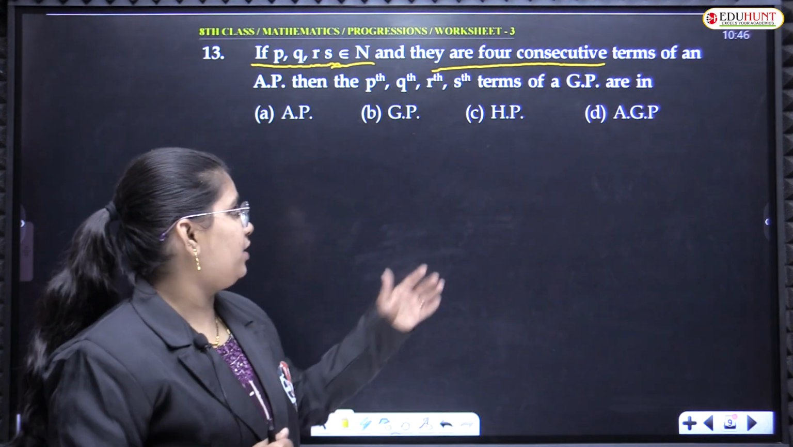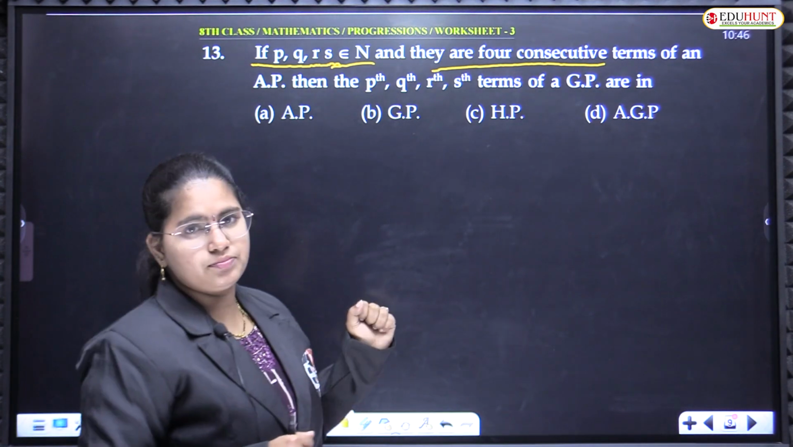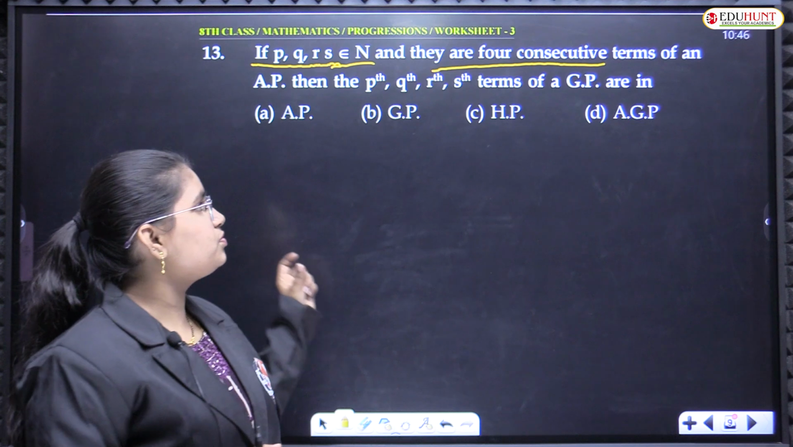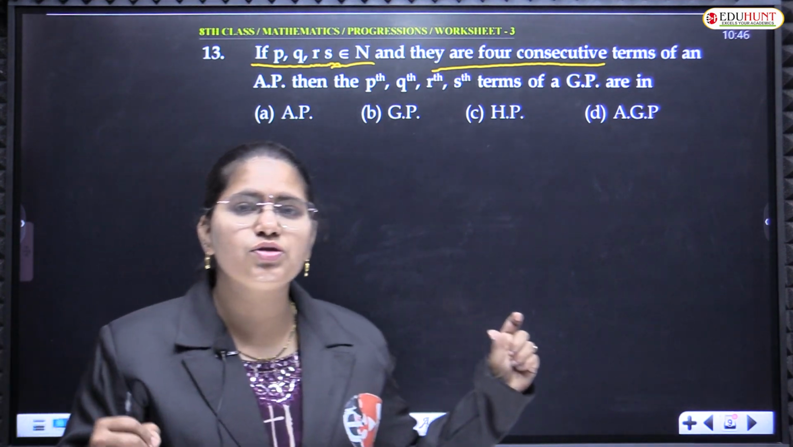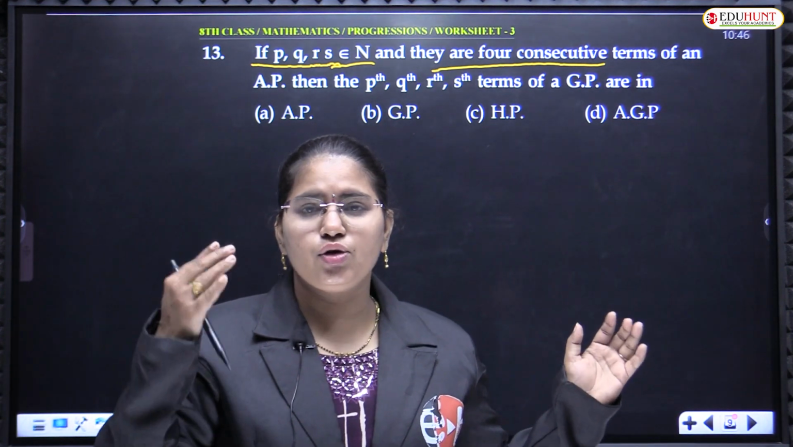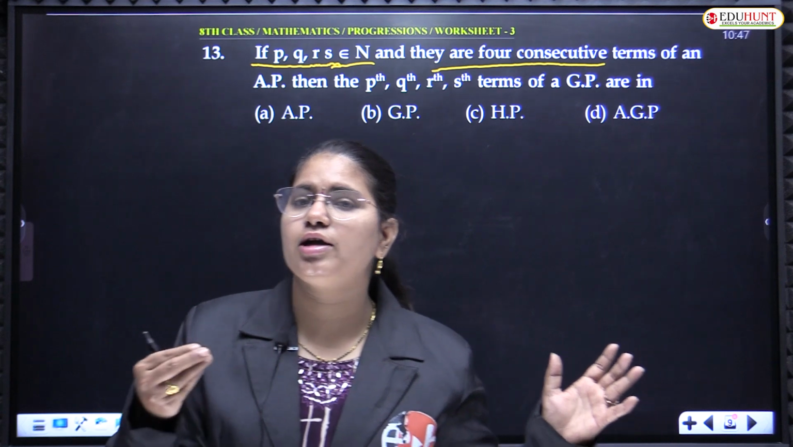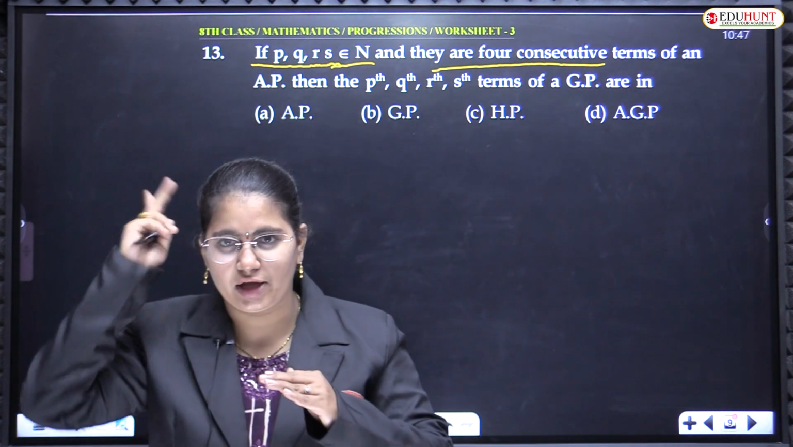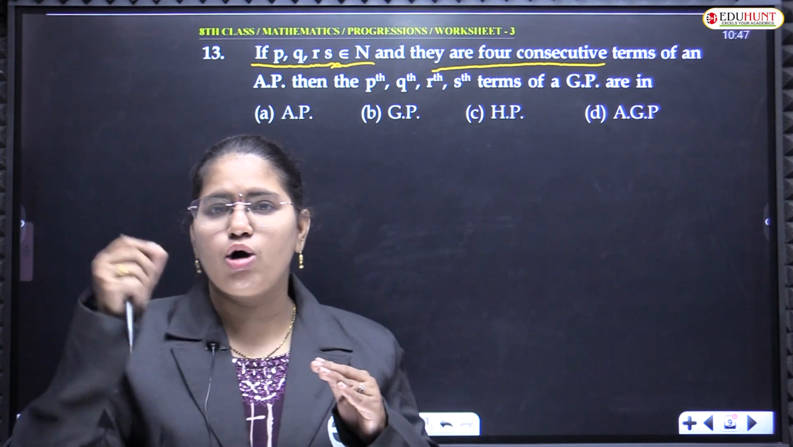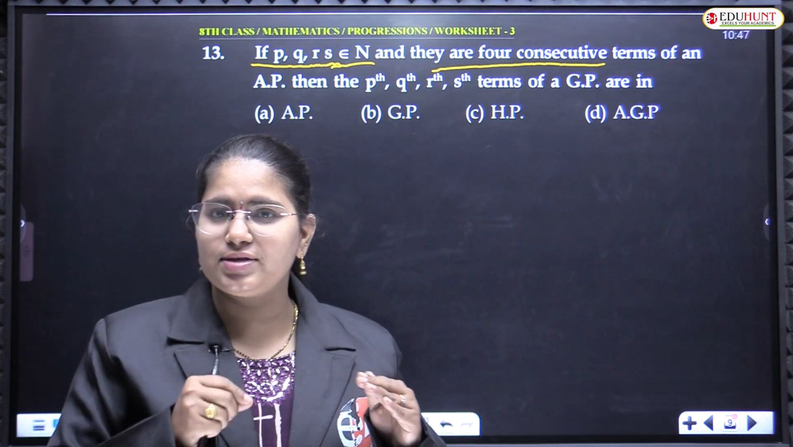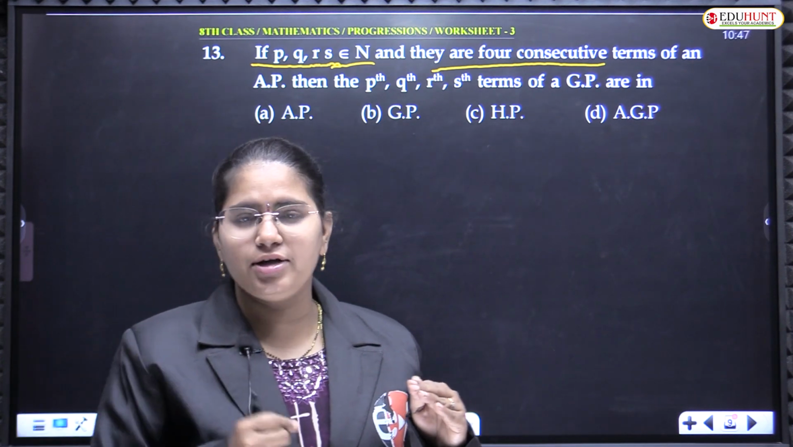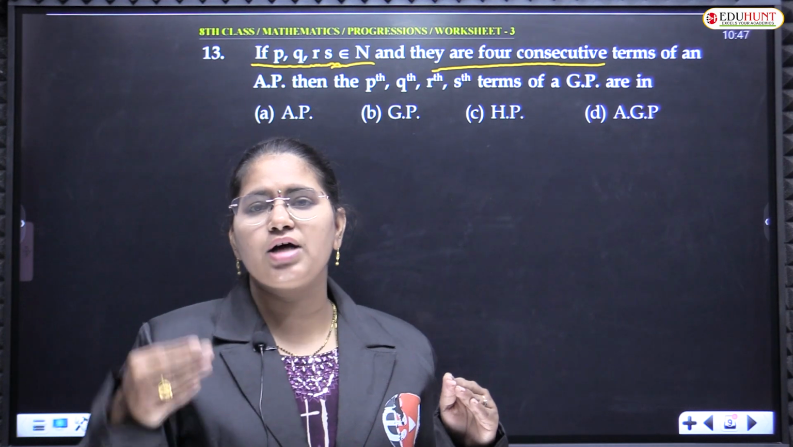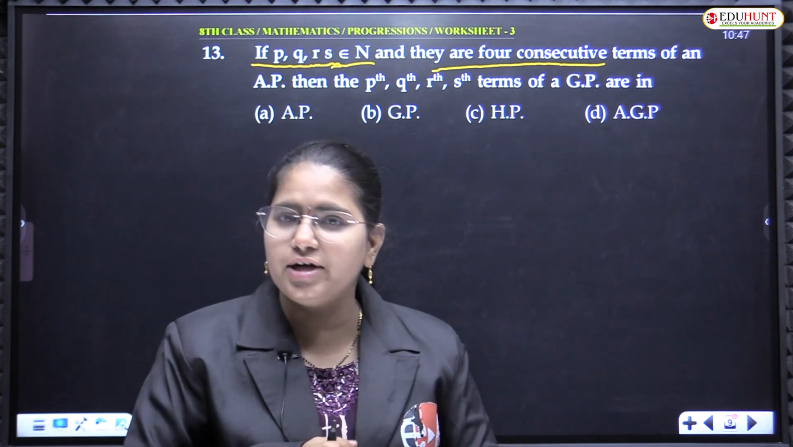Of an AP. So these terms are consecutive terms of an AP. You know about AP, right? In an AP, you have a common difference. You need to just recall AP. T2 minus T1 is also equal to T3 minus T2. So all the terms existing in an AP will have a common difference.